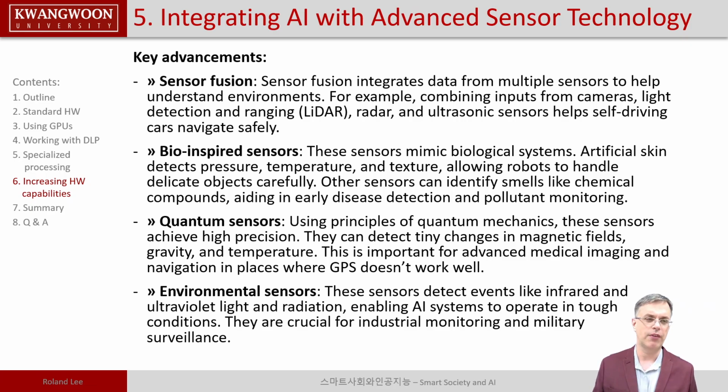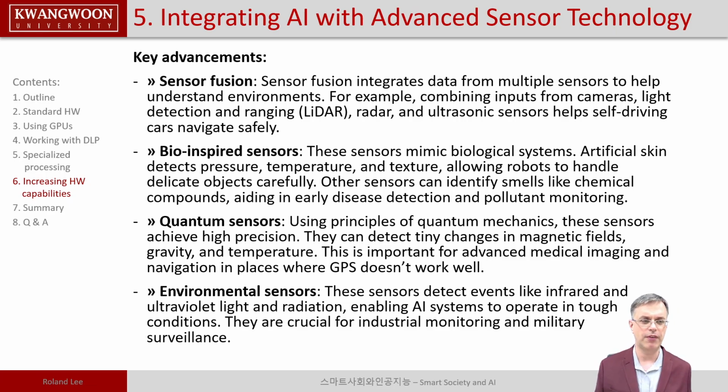Quantum sensors are the next key advancement. Quantum sensors use principles of quantum mechanics. These sensors achieve high precision. They can detect tiny changes in magnetic fields, gravity, and temperature. This is important for advanced medical imaging and navigation in places where GPS doesn't work well.